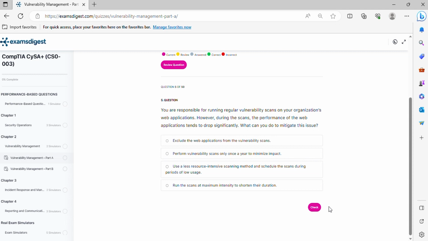Question 5. You are responsible for running regular vulnerability scans on your organization's web applications. However, during the scans, the performance of the web applications tends to drop significantly. What can you do to mitigate this issue?